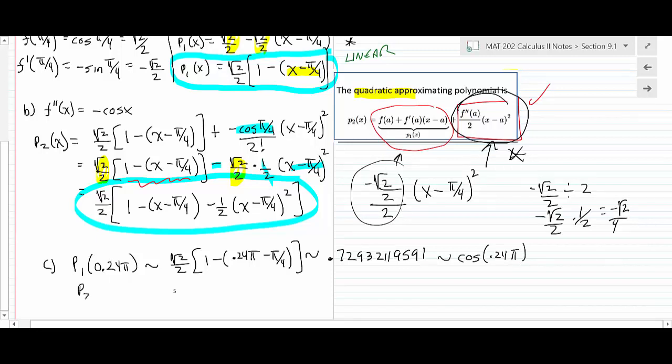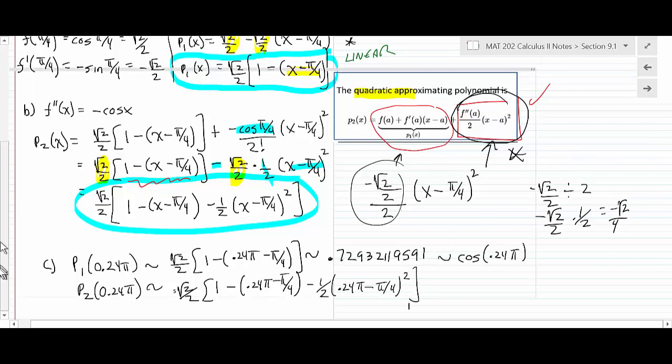Then when we do the quadratic approximation, you just plug it into the second formula right here. Or you could even just tack on that extra thing like that. So that would be root 2 over 2 times 1 minus 0.24 pi minus pi over 4 minus 1/2 0.24 pi minus pi over 4 squared. You've got to be careful when you put that in the calculator. You've already got the answer to the linear, so you could just tack on this piece, but you'd have to remember to multiply that by that constant. So what I got on the calculator was 0.72897222527. That would be approximately what the cosine of 0.24 pi is.